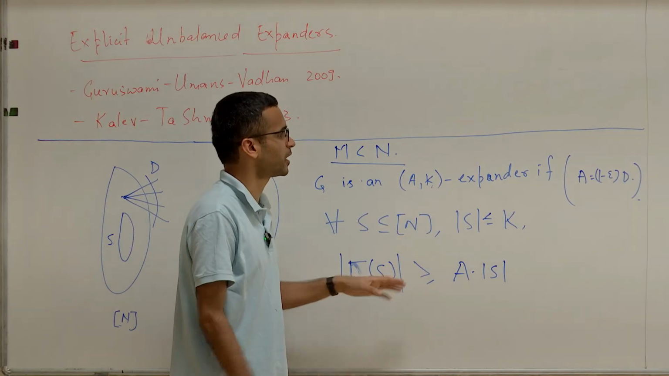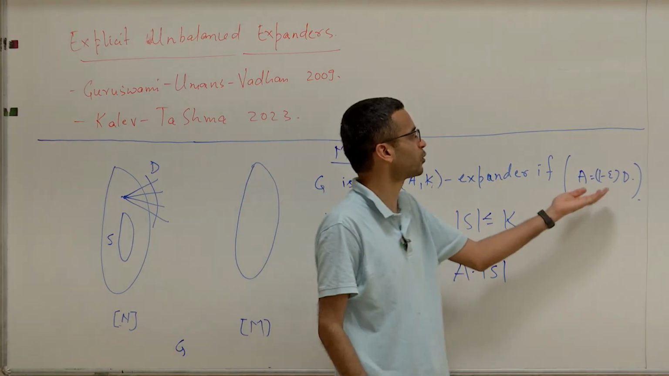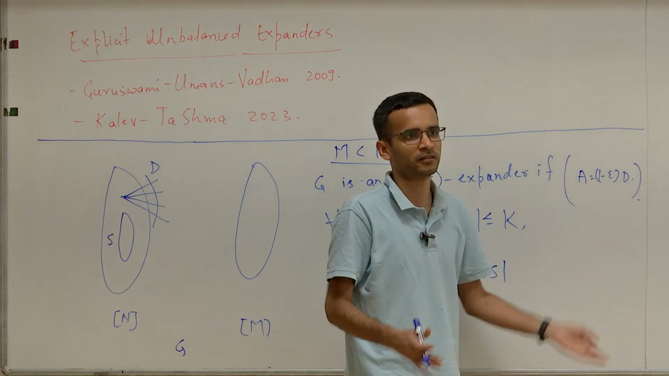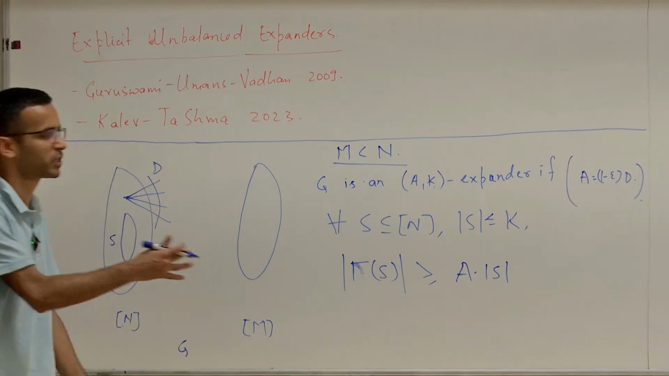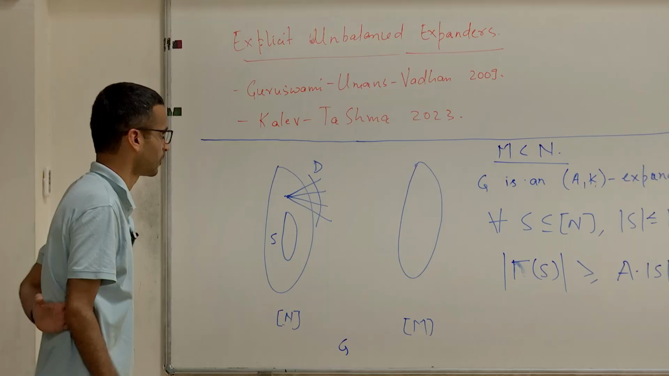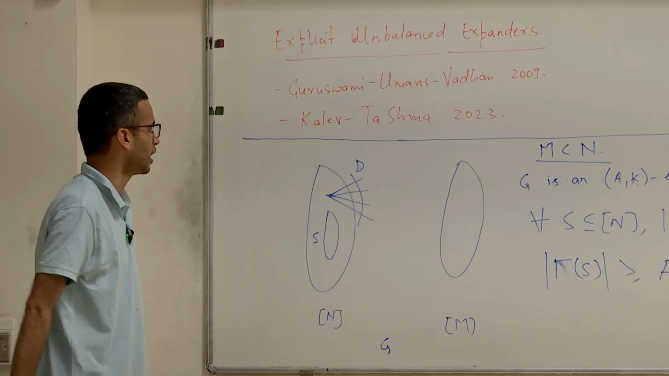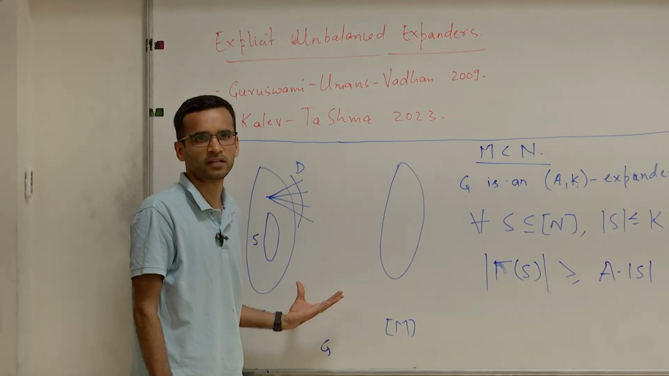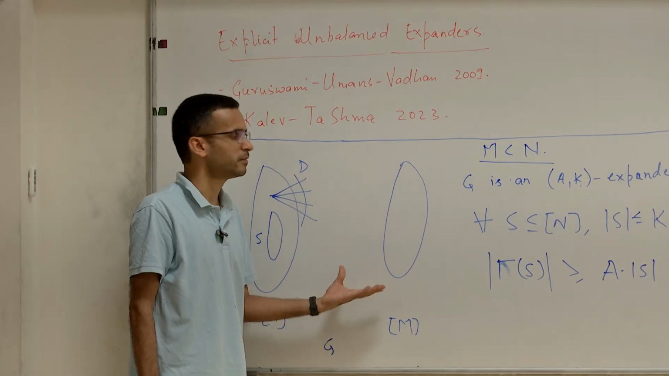And in the regime of parameters we are going to be interested in, this A is going to be as large as possible. It can be at most d, but it's going to be 99.99% of d. Think of epsilon as a tiny constant, 0.0001, something fixed for the discussion. Is it clear what an unbalanced expander is? Why is it unbalanced? It's unbalanced because the right hand side is smaller than the left hand side. That's why we call it unbalanced.